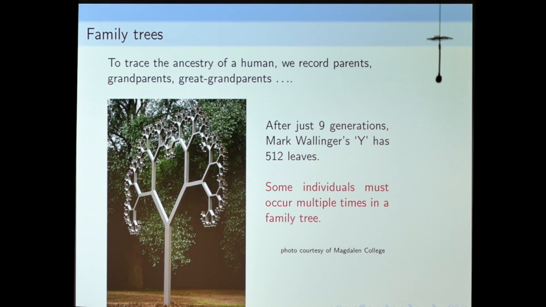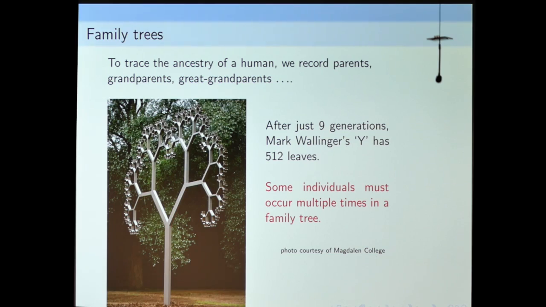After just 9 generations, which here are meant to represent generations of academics in Magdalen, we're a little self-important in Magdalen, there are 512 leaves on this tree. It doesn't take very long to get to a very big number, 9 generations, 512. Now, natural populations are finite, and so you can't indefinitely go on doubling the number of people in your family tree without running out of individuals to put in your family tree. So some individuals must occur more than once.